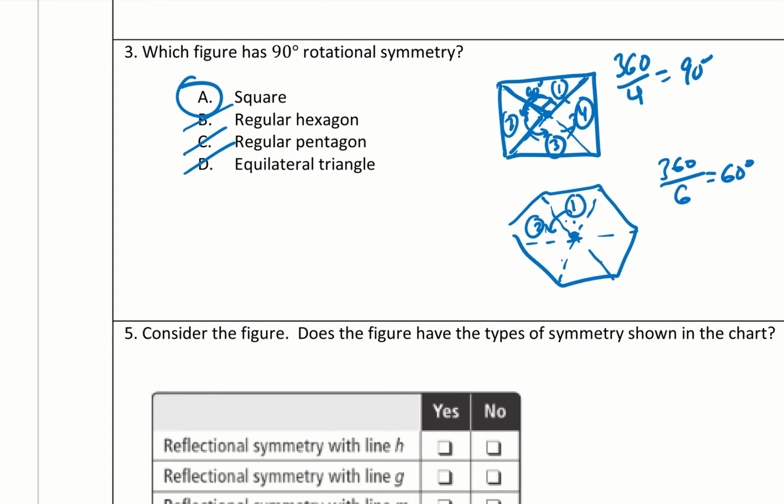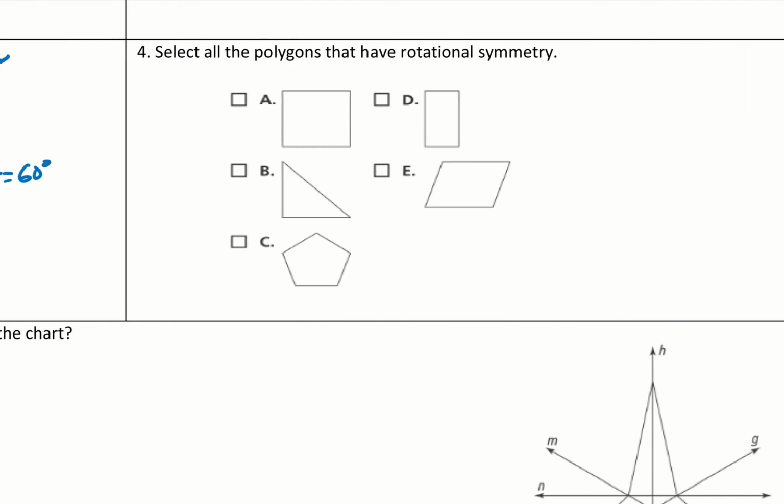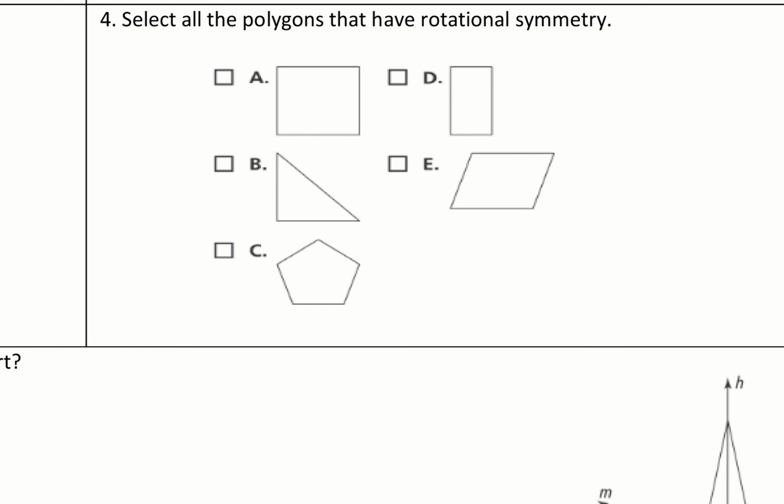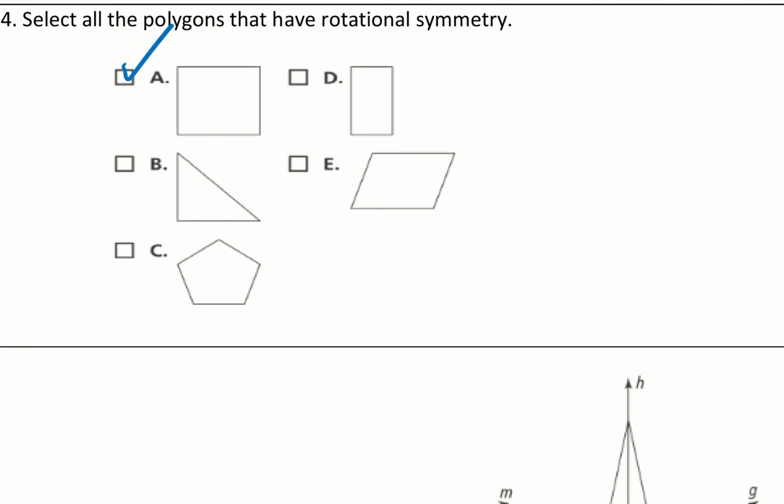All right, an equilateral triangle is actually going to be 120 degrees if I were to break this up like this. Then to get from here to here, I would have to rotate it 120, 360 divided by 3, and so on. Number 4, select all the polygons that have rotational symmetry. This is similar to the square, 90-degree rotational symmetry there.